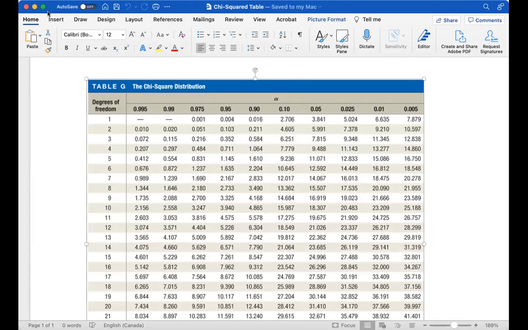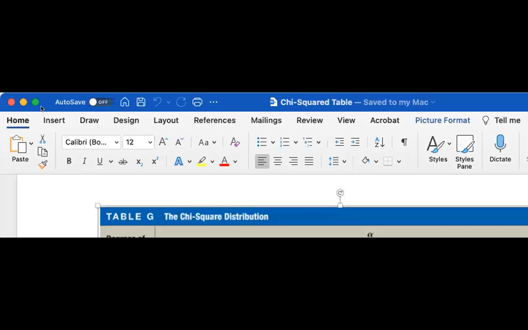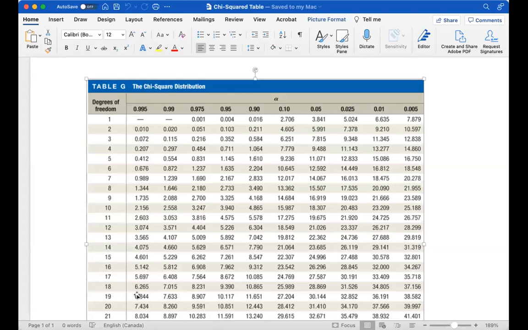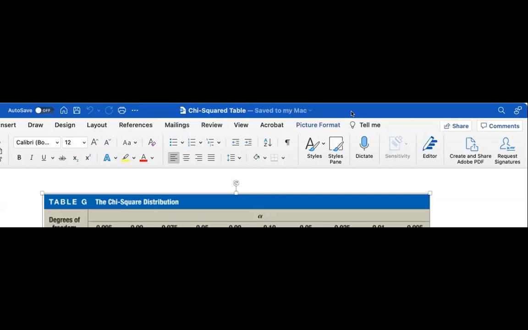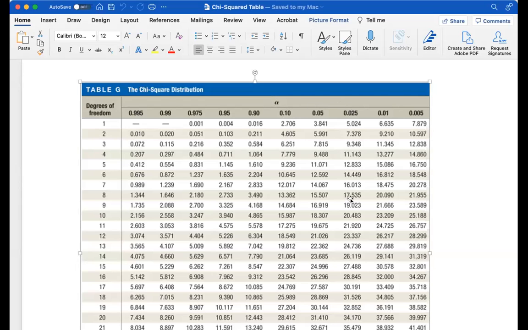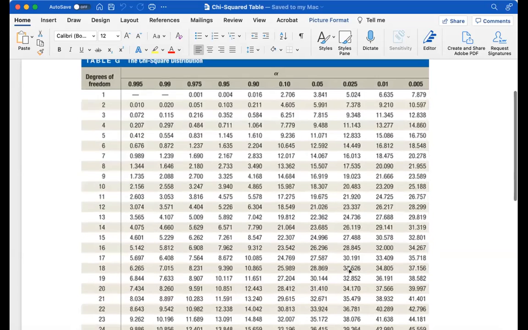So I keep forgetting what the degrees of freedom are. 19. So let's look them up. So we have 0.025. And the other one is here.